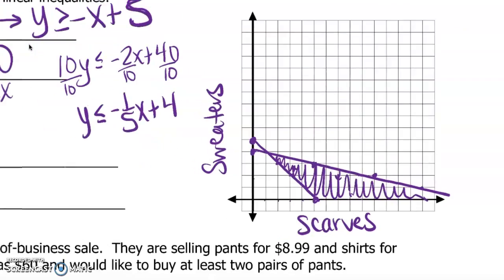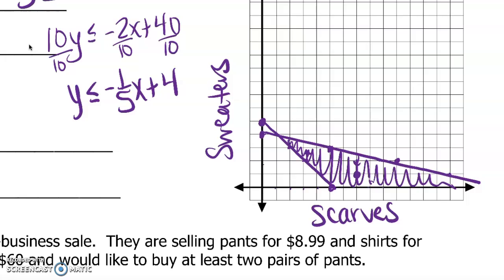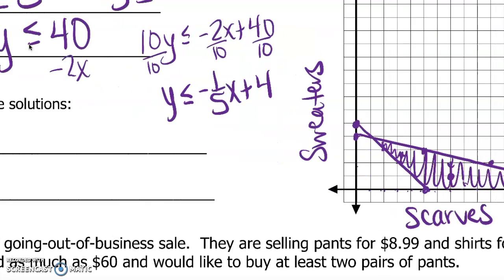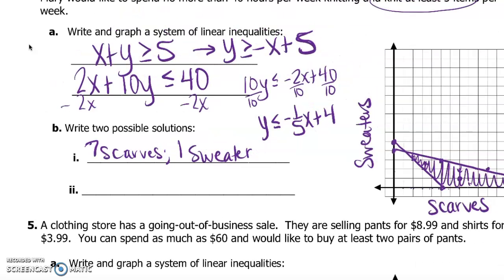So there are lots of possible combinations. I'm just going to come up with one. I'll do this one right here. So 7, 1. So 7 scarves and 1 sweater. So again, after you graph, you just need to come up with 2 possible solutions. So any ordered pairs that are in your shaded region, or even if you have solid lines, you can pick a dot on the lines if you want.